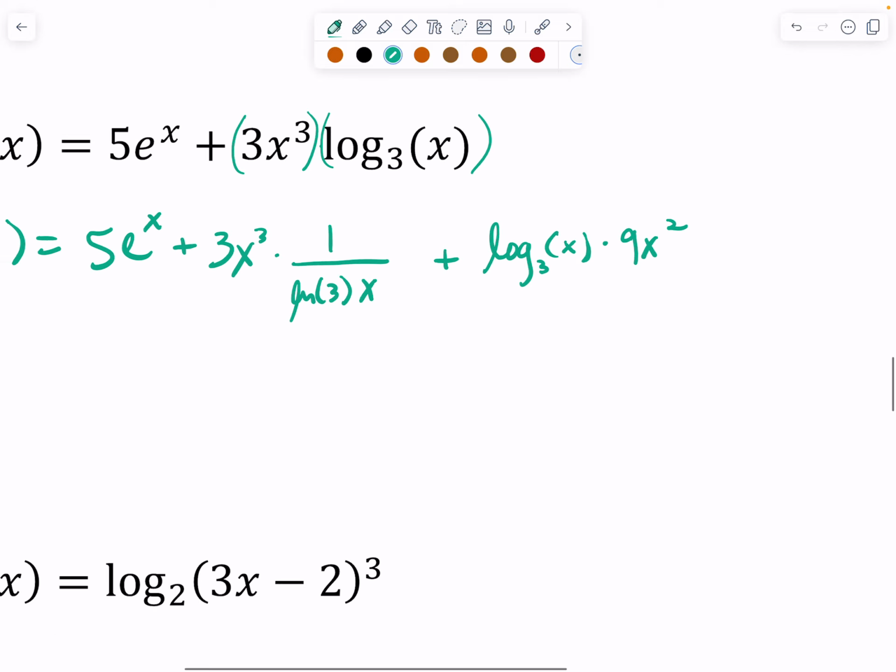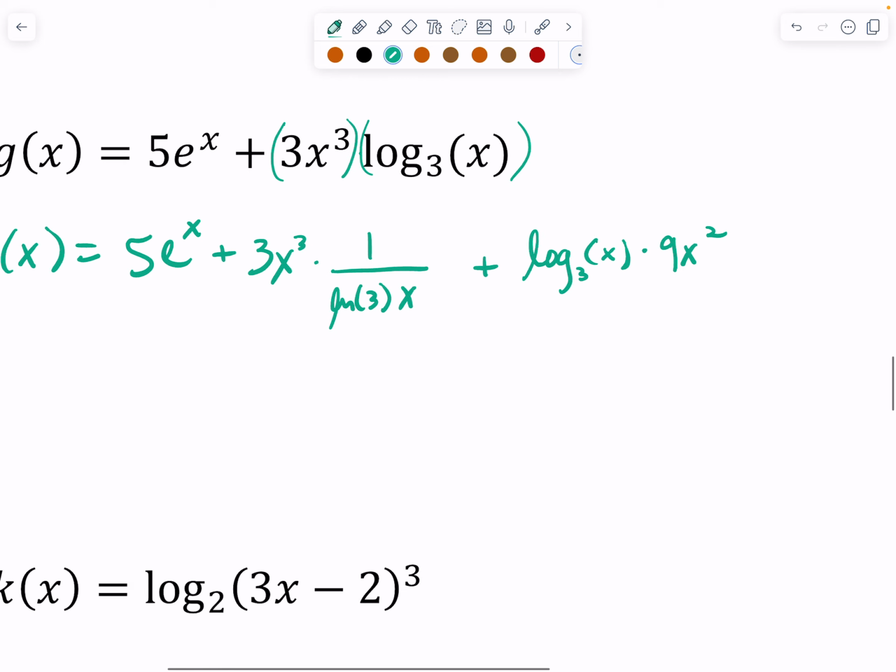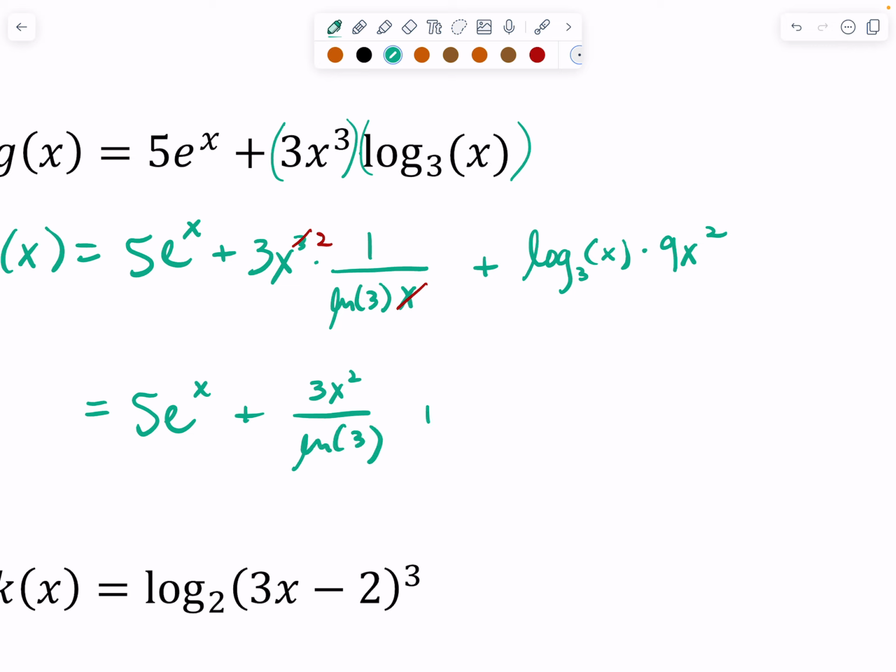And this can be your free response answer if you wanted to. To simplify it a little bit more, 5e to the x plus, if we had 3x cubed over natural log of 3, we could think about canceling one of these x's so that we would actually have 3x squared over natural log of 3, and then plus 9x squared times log base 3 of x.